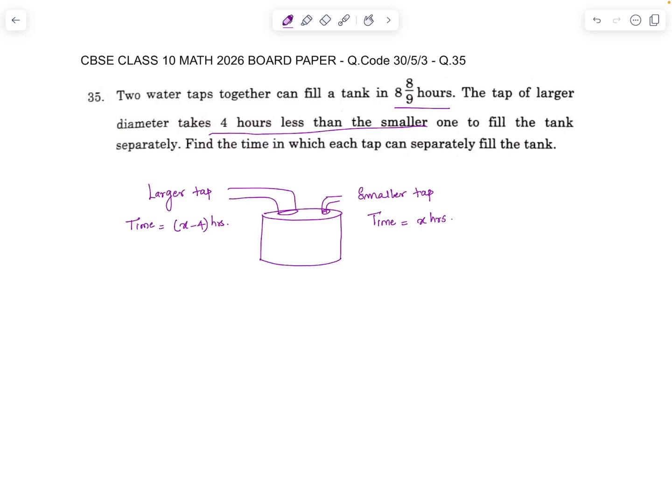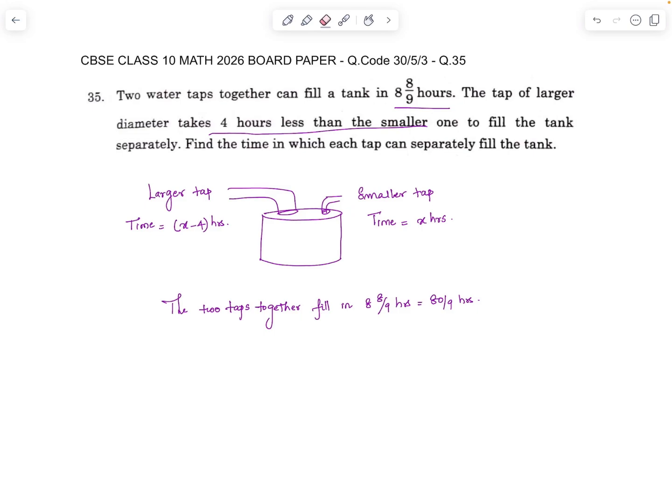The first line of the question says, two water taps together can fill a tank in 8 by 9 hours. That is 80 upon 9 hours. According to this question, three cases have been told. One is filling the tank using only the smaller tap, filling the tank using only the larger tap, and filling the tank by larger plus smaller.